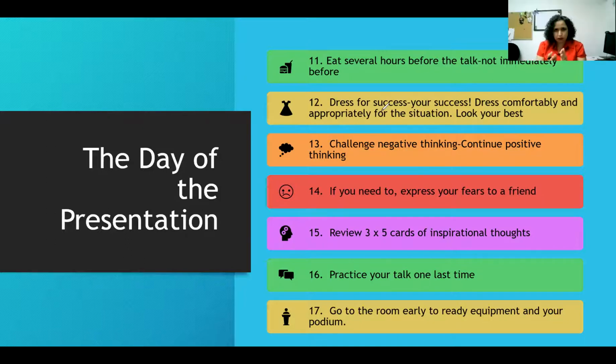If you need to express your fears to a friend. If you need to, comma, so you stop. If you need to, express your fears to a friend. Si es tan grave, busca a tu amigo y expresa tus miedos.